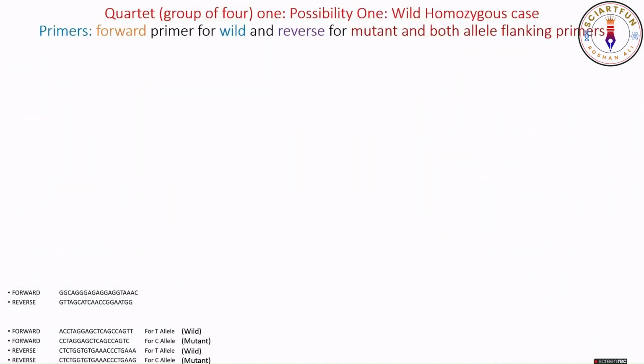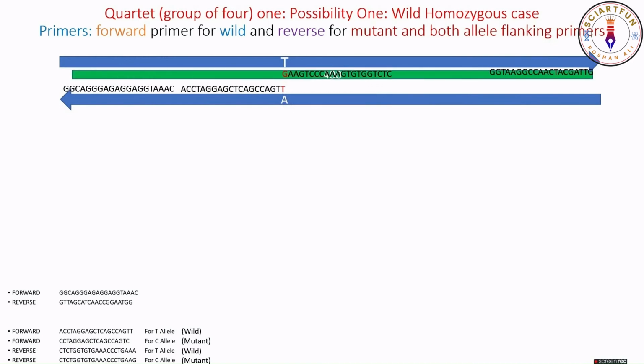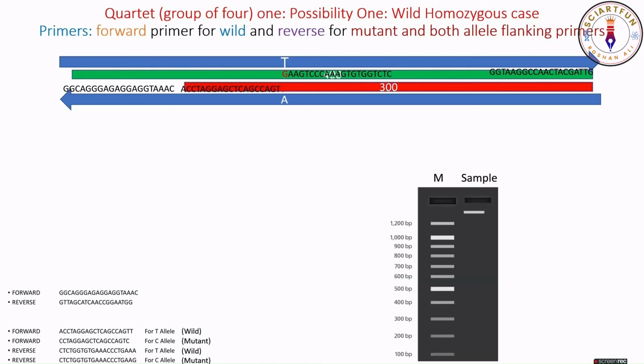Let's come to the wild homozygous case. Here you use only one PCR tube. You put your sample in a single PCR tube. Add both the common primers, forward for wild and reverse for mutant. You will get 2 amplicons, one between the flanking primers, and one from the wild specific primer. Therefore on the gel you will get 2 bands at relevant positions.